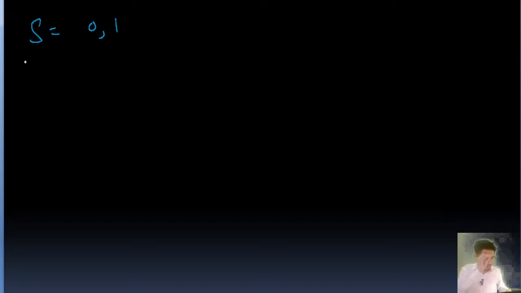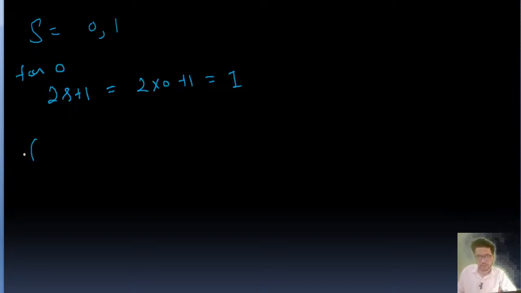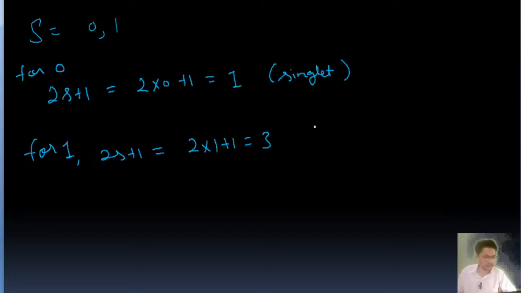Okay, so now we can find out multiplicity, that is 2S plus 1. So this is going to be 2 into 0 plus 1, that is 1, and this is for 0. For 1, 2S plus 1 is going to be 2 into 1 plus 1, that is 3. So this is singlet, and this is triplet.